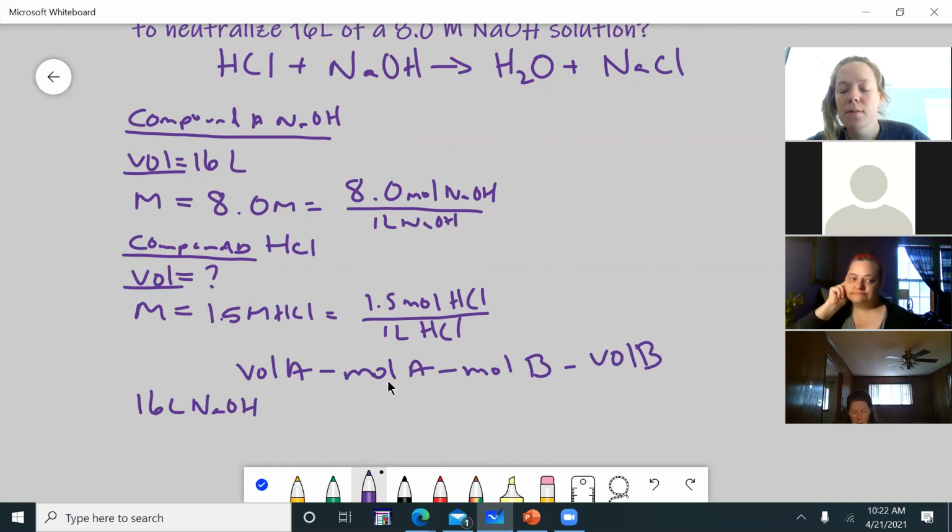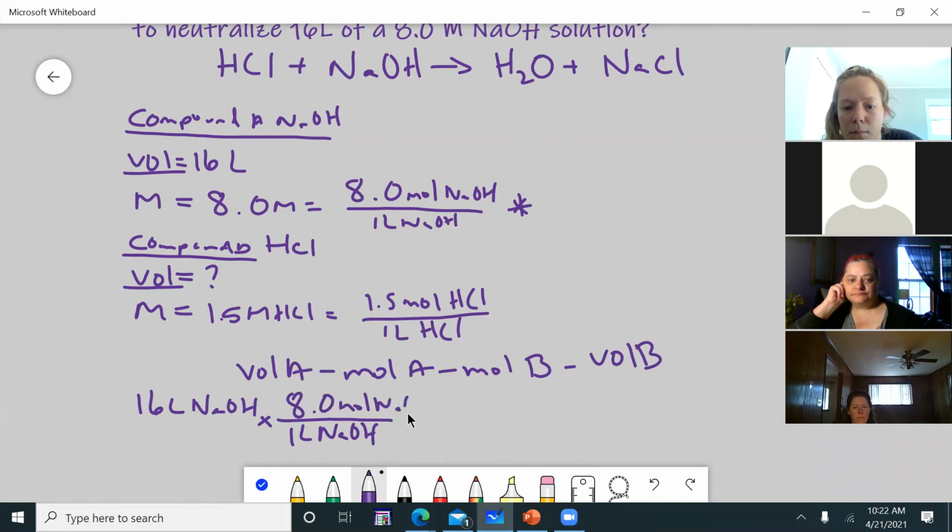How do I get from volume A to moles of A? Off of that master flow chart, we use the molarity. So I'm going to use this thing right here. And I like how it's set up this way with the liter on the bottom and the mole on the top. So now that we're in moles of compound A, or the NaOH, I want to get into moles of compound B.